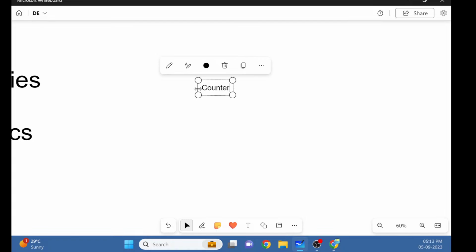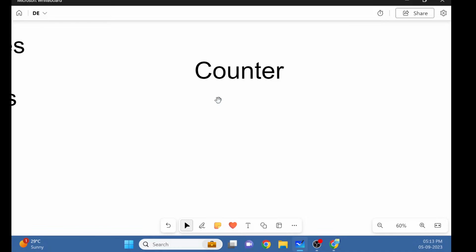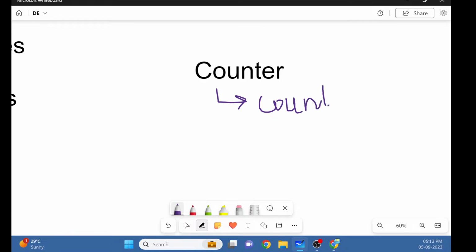A counter is also a sequential circuit. It is a logic circuit which is capable of counting, as the name says. It will count the number of clock pulses which arrive at the clock input. So what will it do? It will count the number of clock pulses. Now let's move on to the basics of counters.